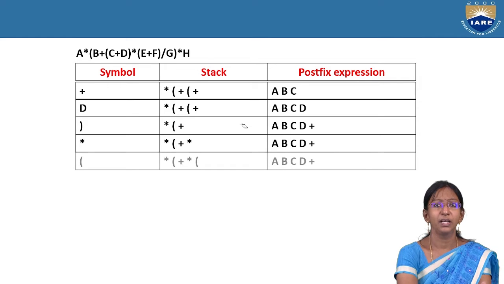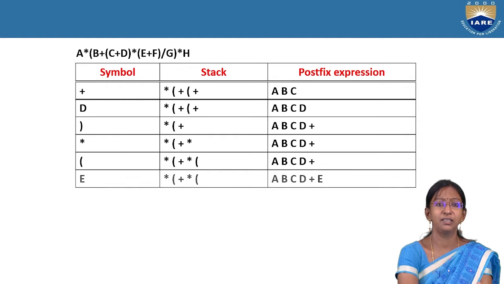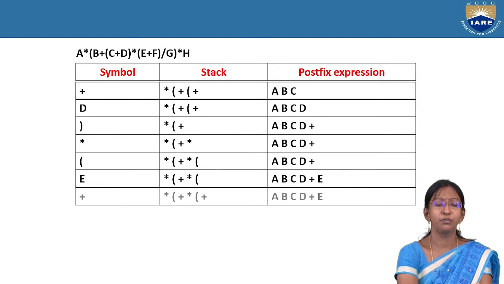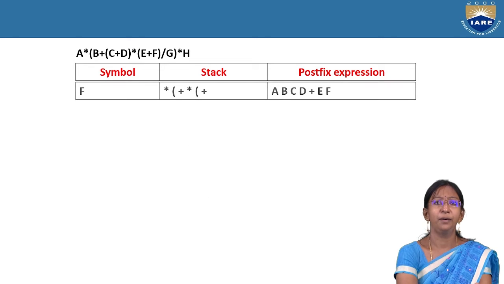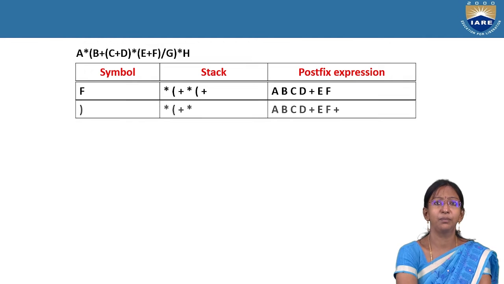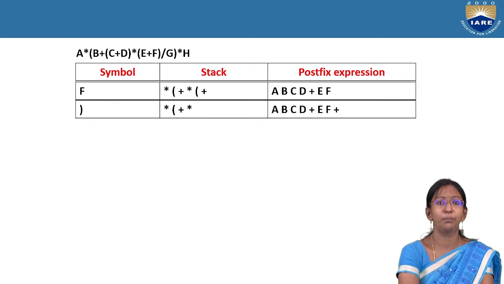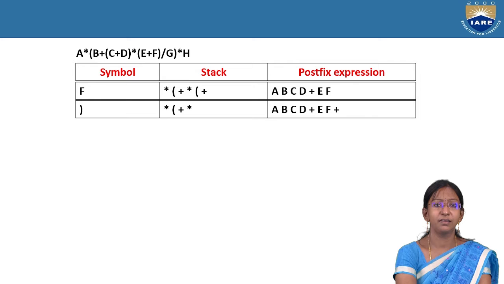Not a problem. Next, left parenthesis, push it into the stack. E, send it to postfix. Plus, push. F, send it to postfix. Then a closing parenthesis, that is the right parenthesis, pop. Only plus will be popped, and when a left parenthesis is encountered, just pop it. Do not send it anywhere. It is waste.